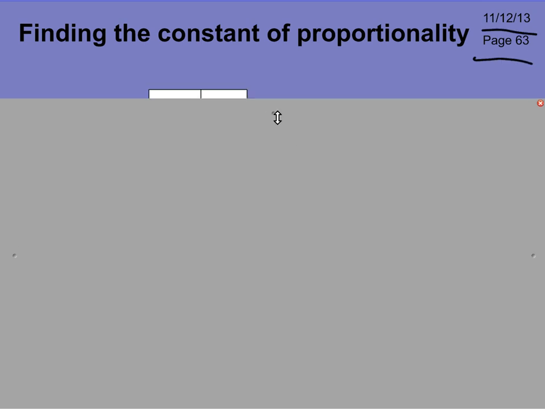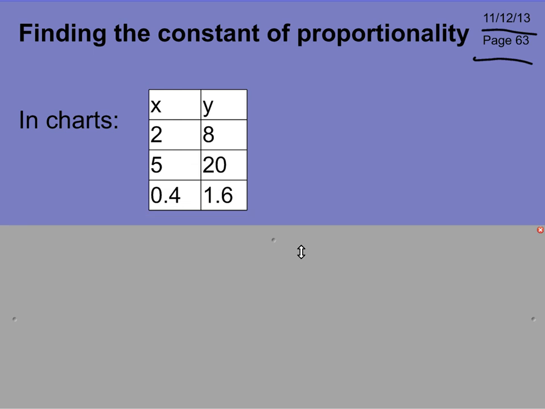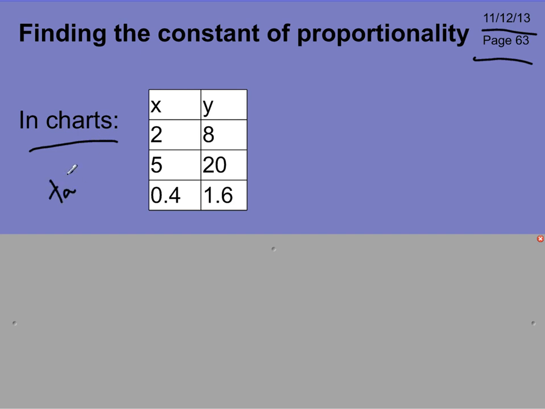This needs to be on page 63 in your notebooks. It is once again November 12th, 2013. And we're going to look at several different places you can find a constant of proportionality. One place you can find it is in charts or tables, okay, where you have x values and y values and you're trying to figure out a relationship between them.